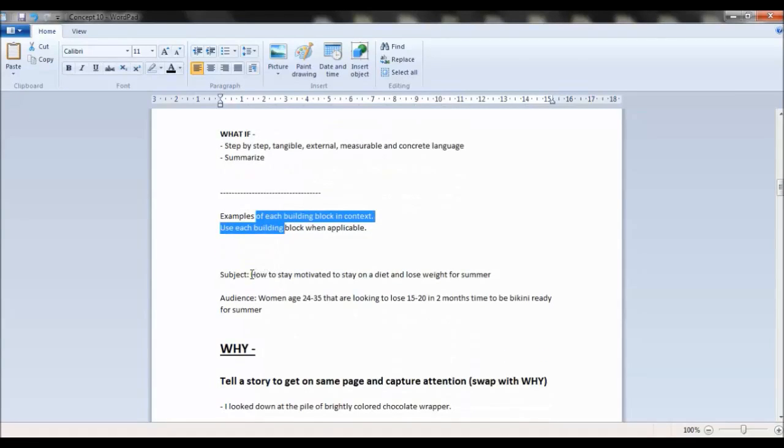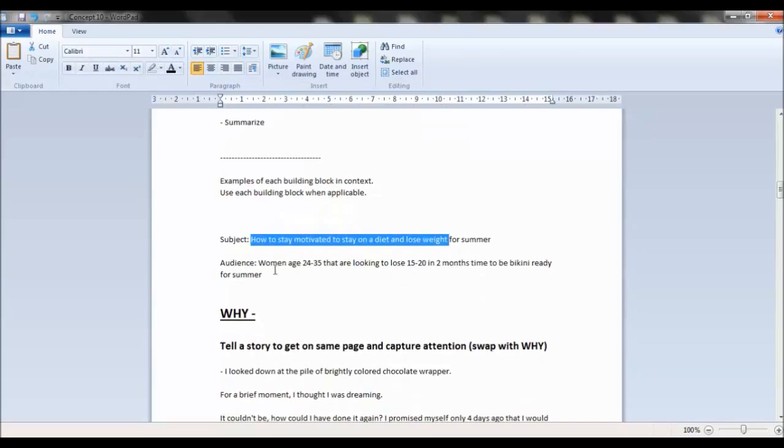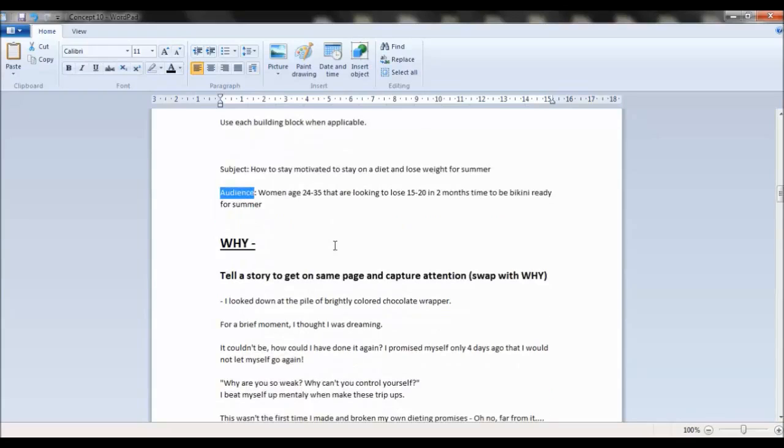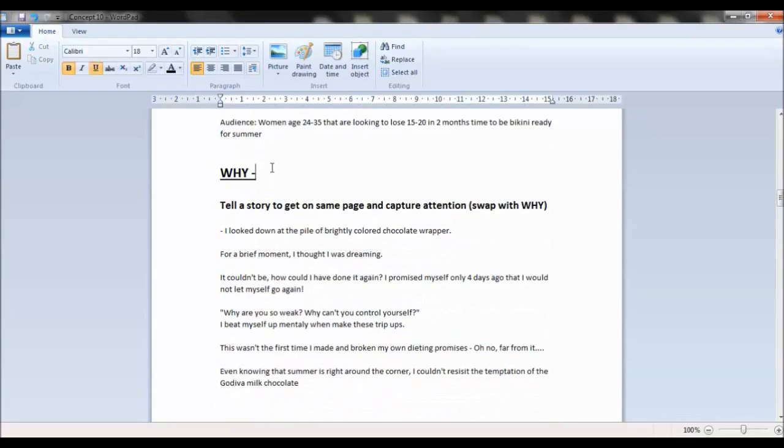Okay, the subject again is the same thing: how to stay motivated to stay on a diet and lose weight for summer. The audience is women aged 24 to 35 who are looking to lose 15 to 20 pounds in 2 months' time to be bikini ready for summer. So, coming back to the why: tell a story to get on the same page and capture attention.